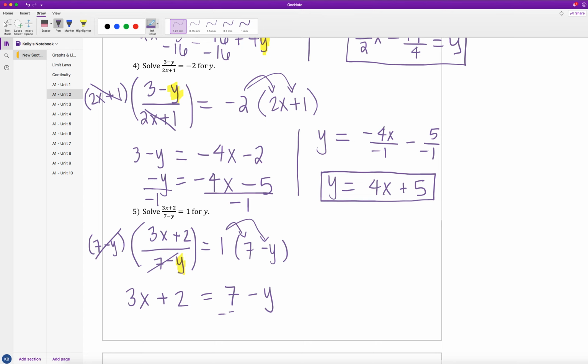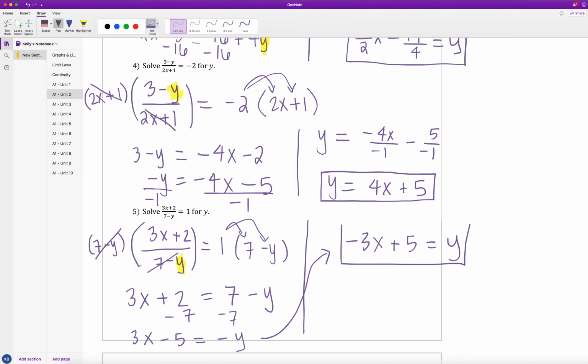I'm going to go ahead and subtract 7 from both sides to move that over. And I'll end up getting, I can put it down here, 3x minus 5 equals negative y. The last thing I've got to do is again get rid of that invisible negative 1 in front. So if I divide through by a negative, I'll end up with negative 3x plus 5 equals positive y then, or just equals y. And there is our final answer for our last example.